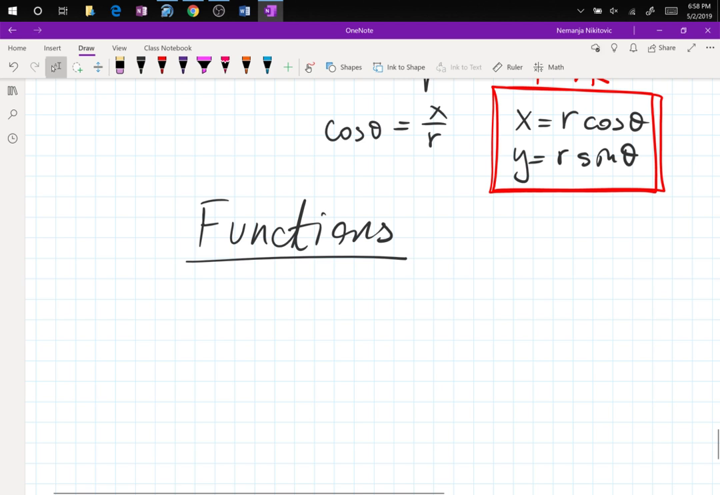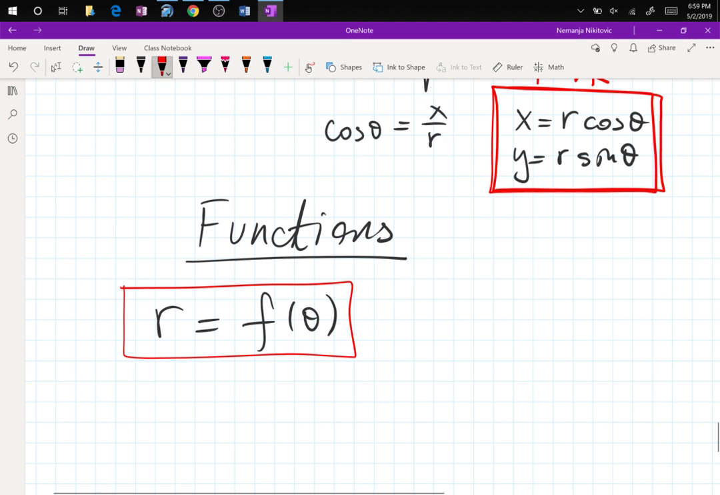Functions in polar coordinates are given as r equals f of theta. So theta is your input domain, r is your output, like a range. So functions are defined in this way. You know that for your xy coordinates, you have that y is equal to f of x. So this should not be new to you at all. The y was the output, x was the input. Now, theta is the input, r is the output. Great.